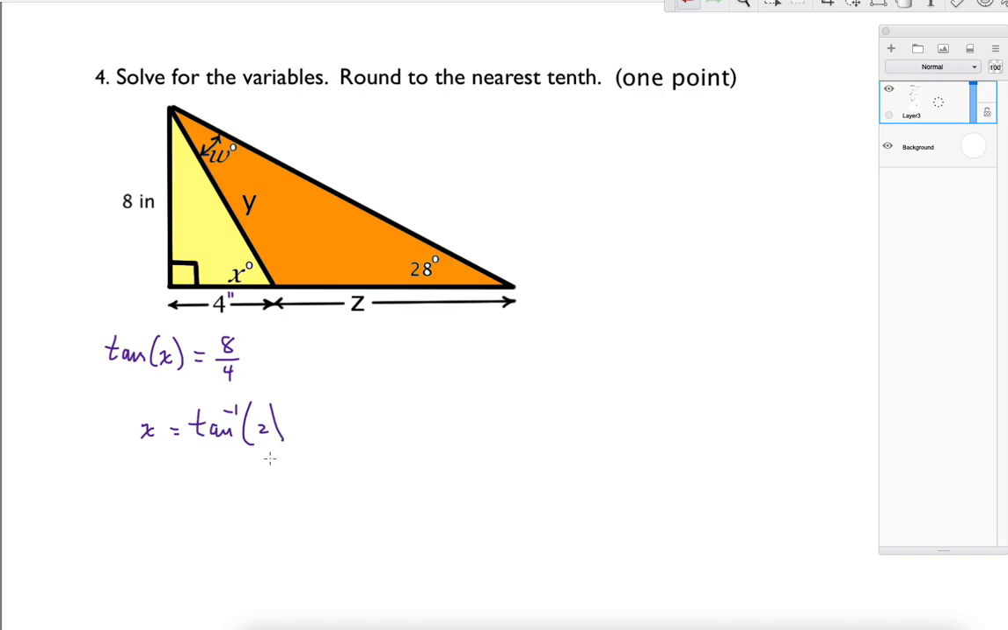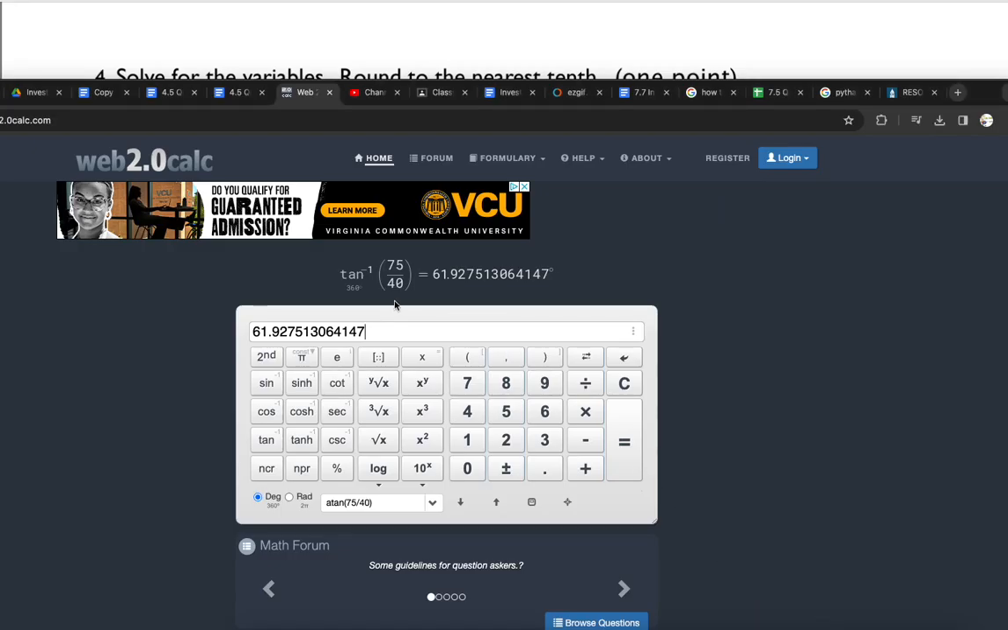And I'm just going to take the inverse tangent of 2. Inverse tangent of 2. That's not what I wanted. I want to do inverse tangent of 2. There we go. That's better. 63.4.